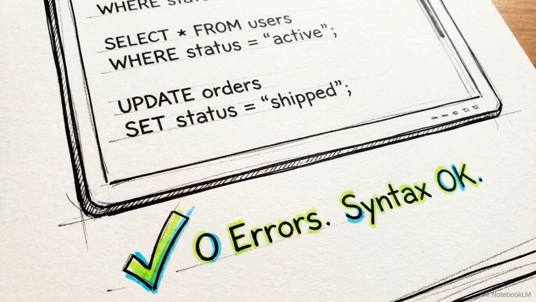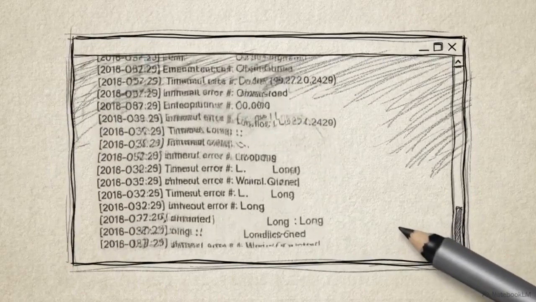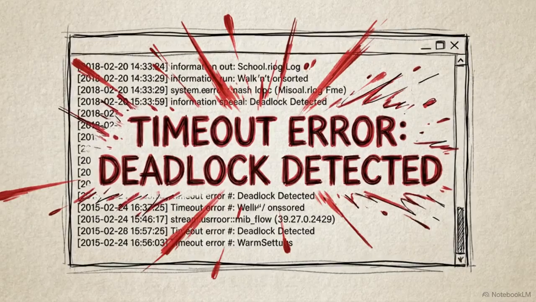You write a SQL query. The syntax is flawless. The red squiggles are gone. But when you deploy it to production, the system seizes up. It either returns an empty dataset or locks the database entirely.